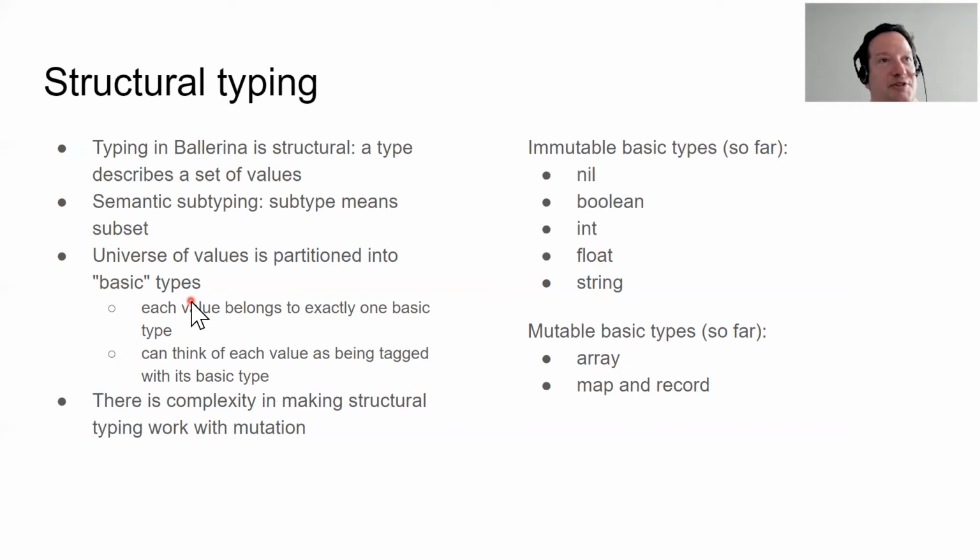Now, the story that I've told you about types being sets of values will get you 90% of the way there, but it's a little bit more complicated when we come to mutability. But if you think about types being sets of values, you will understand how typing works and when one type is a subtype of another.